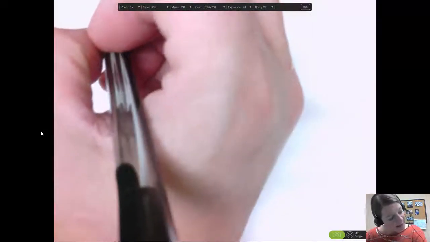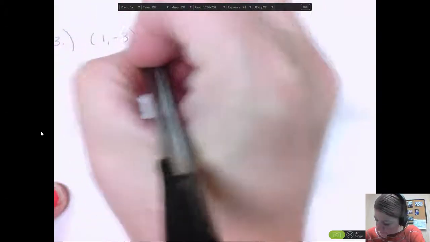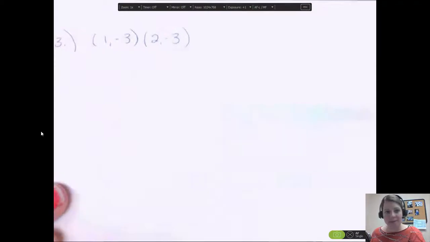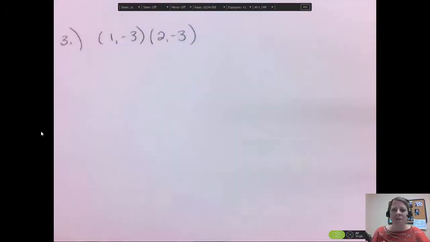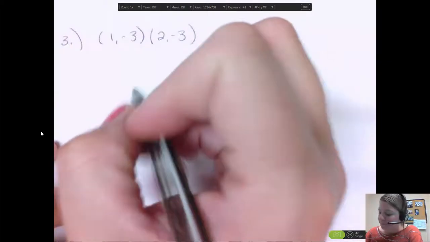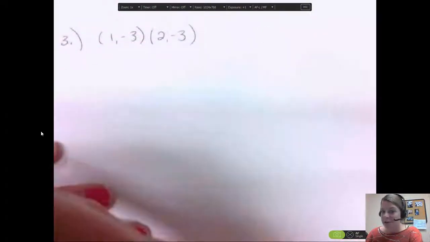Do one more example. What if I had something like, all right, so here's 1, negative 3, and 2, negative 3. First of all, what do you notice about the points? What do they have in common? Yeah, they both have the same y. That's going to make a horizontal or vertical line. If they're the same y, and y equals a certain number refers to horizontal, it's probably going to be a horizontal.